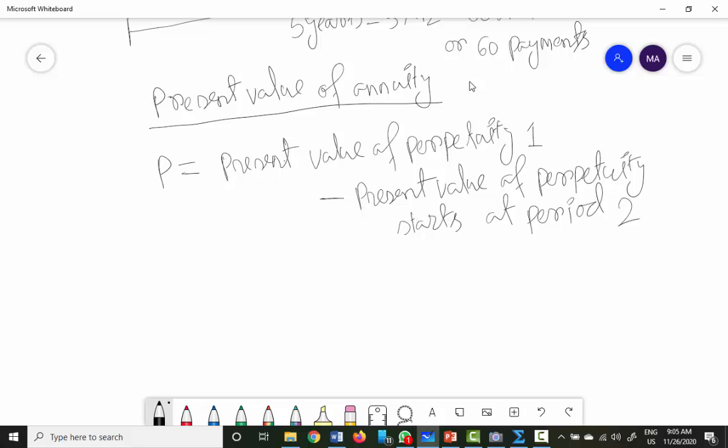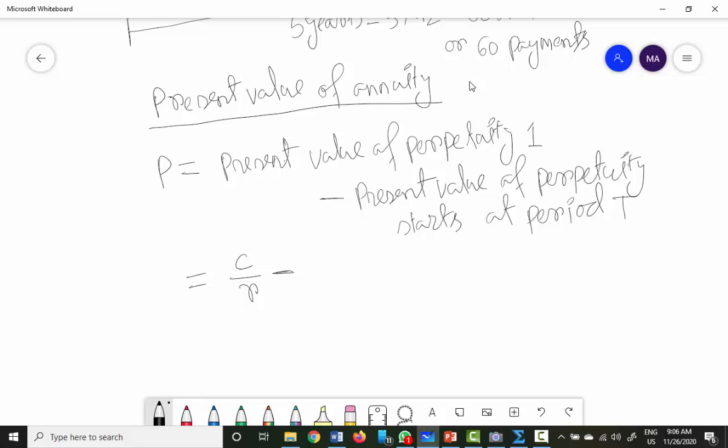The first perpetuity will start today, and there will be another perpetuity that will start after period T years. So this is the second perpetuity that will start at period T. We know that the present value of a perpetuity is C divided by R. This is the present value of perpetuity formula.